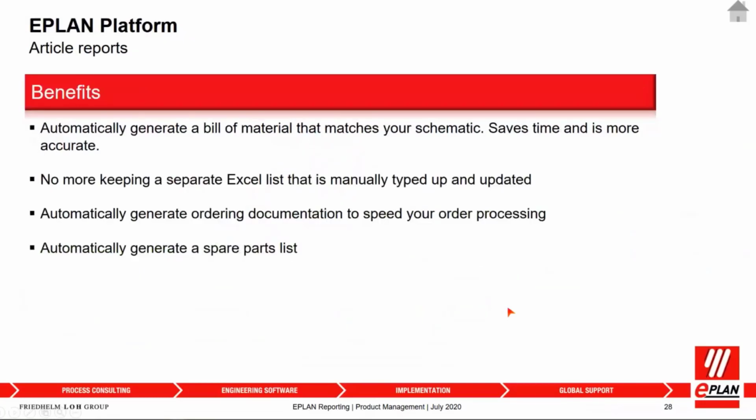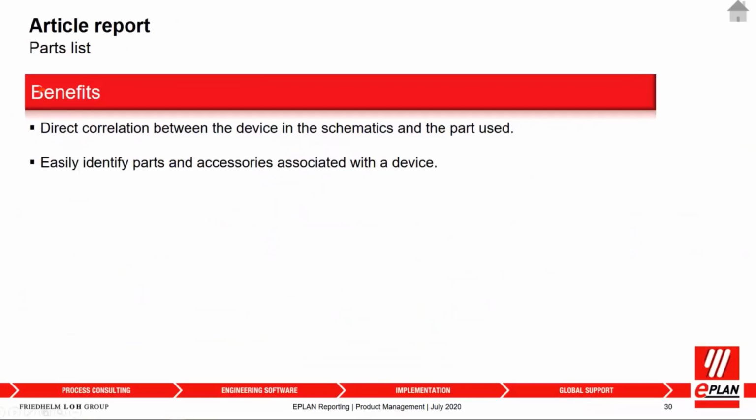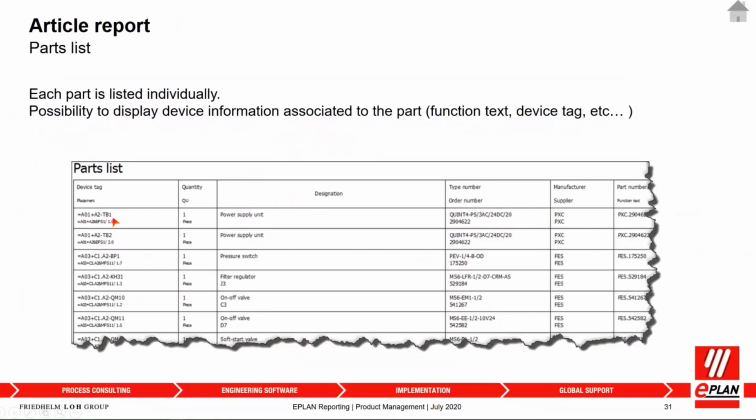Article reports are reports that summarize your parts or identify parts. So anything that has to do with parts list, summarized parts list, manufacturer list, and module overviews are typical reports found in article reports. So a parts list is a part view individually listed. So if you have, for example, a fuse part number, and this part number is used 5 times in the project, you'll see 5 lines of that part, and you'll see each individual device and the label of the tag and so on that's used for that part.